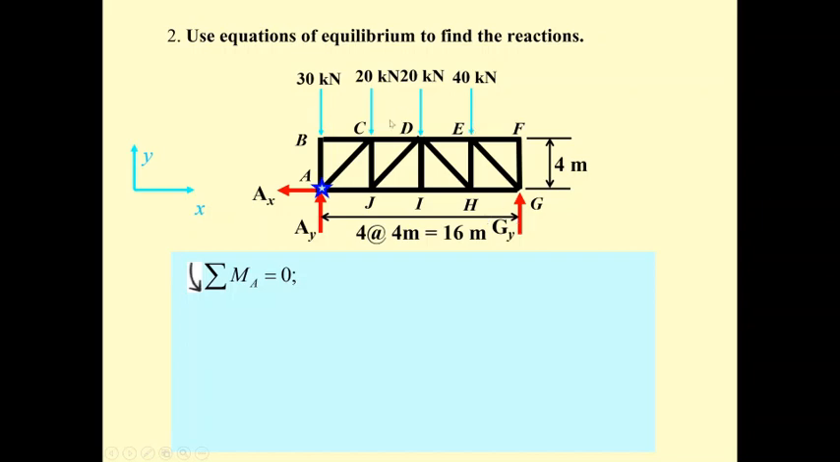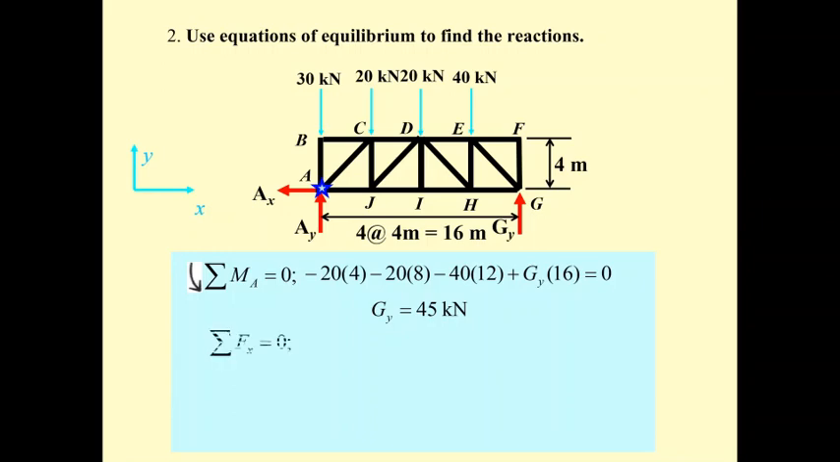And then the moments due to the light blue forces are going to be clockwise, so they are going to be negative. The 30 times 0, the 20 times 4, this 20 times 8, this 40 times 12. So all of that are negative, and plus G sub y times 16. You get G sub y of 45 kilonewton.